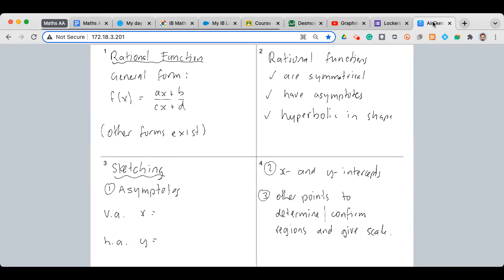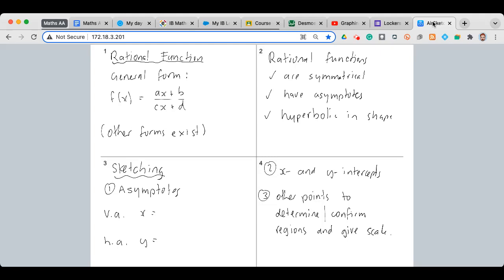Sketching. Number one, we look at the asymptotes. It's usually the best place to start. So there's a vertical asymptote and a horizontal asymptote. So remember, the vertical asymptote is what's happening to the denominator. What value does x need to be for the denominator to be 0?